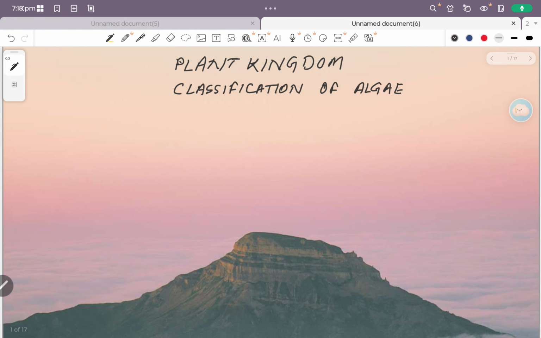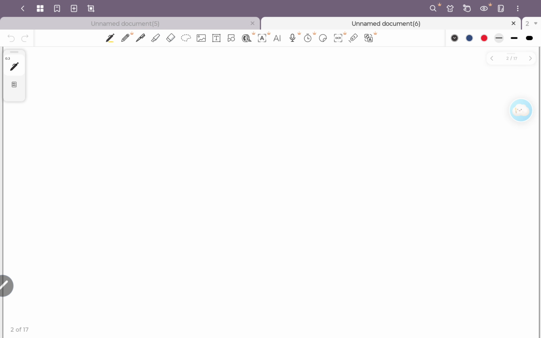So today we'll discuss classification of algae. In our previous session, we discussed the general features of algae, and also the economic importance of the algae. So today we'll be discussing the classification of algae. Algae are divided into three major classes.